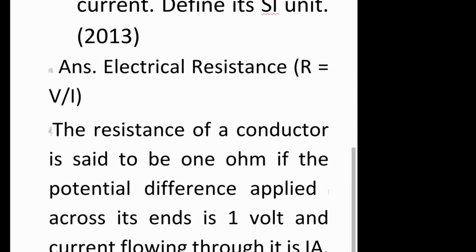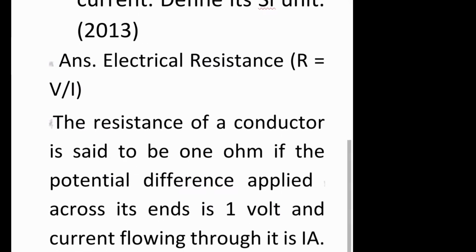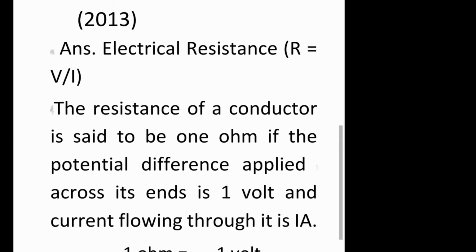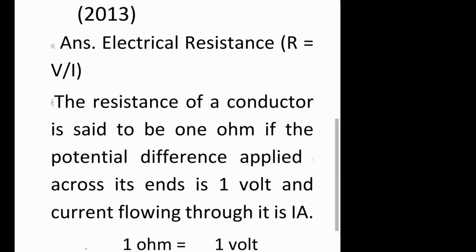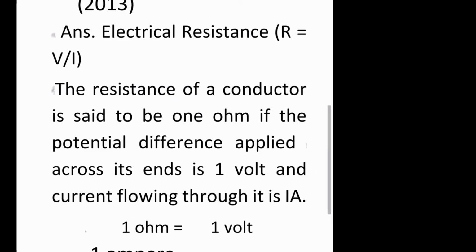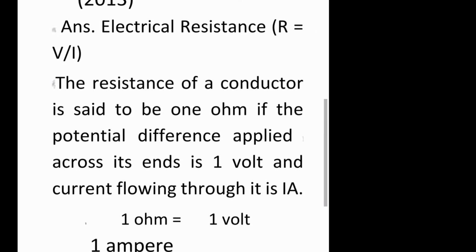So we can define the resistance as: the resistance of a conductor is said to be 1 ohm if the potential difference applied across the ends is 1 volt and current flowing through it is 1 ampere, right? That is 1 ohm is equal to 1 volt by 1 ampere.